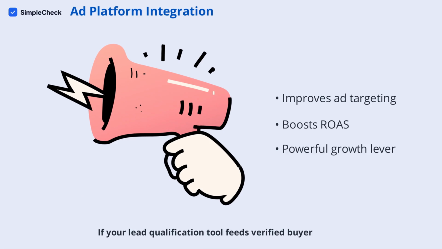Finally, consider ad platform integration. If your lead qualification tool feeds verified buyer data back to platforms like Meta and Google, your ad targeting becomes much sharper. This feedback loop can lead to a 47% increase in return on ad spend, as your ads reach people who can actually pay. Most tools overlook this, but it's a powerful growth lever.